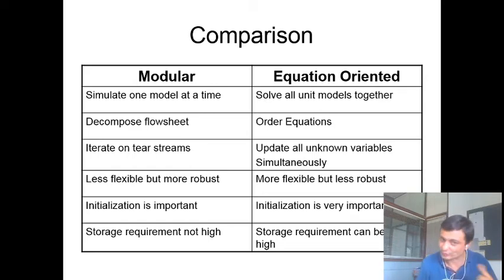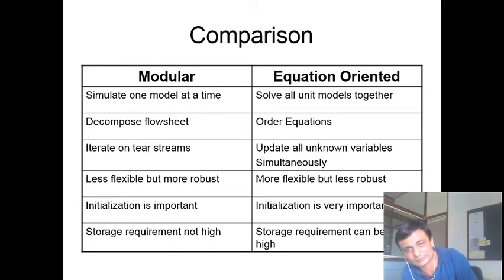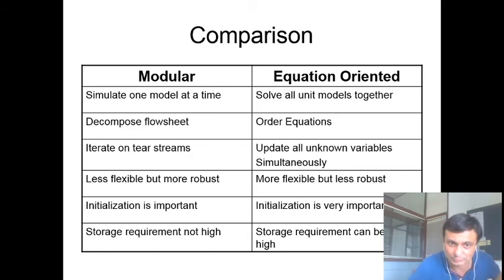Here the storage requirement is not high, whereas here the storage requirement can be really high because it has to deal with so many equations simultaneously. So the storage requirement may be very high. So you can compare modular and equation oriented, and by all means, this becomes a choice for industry.